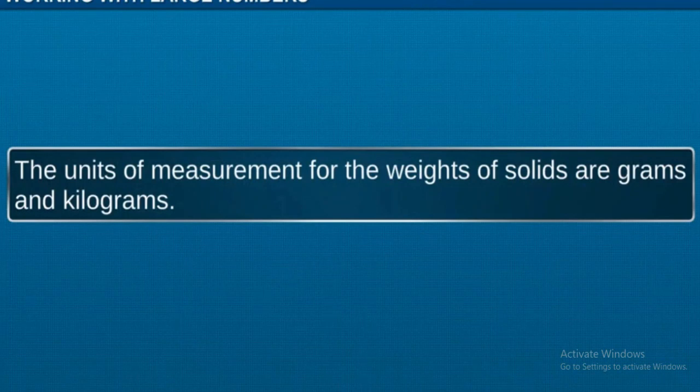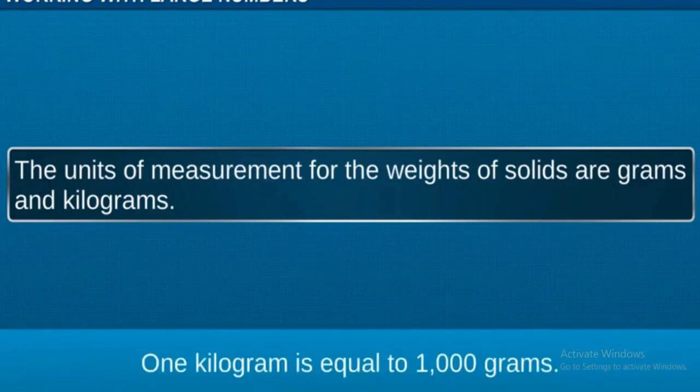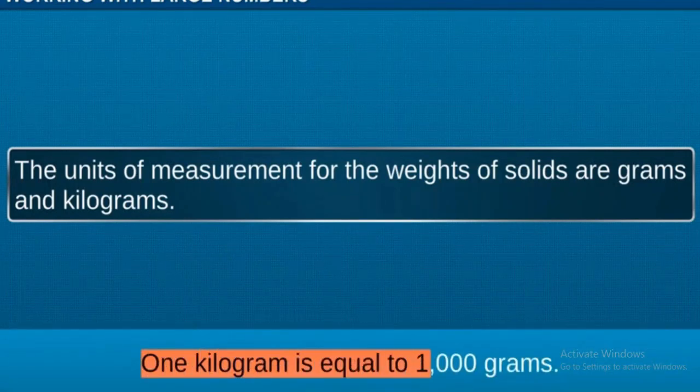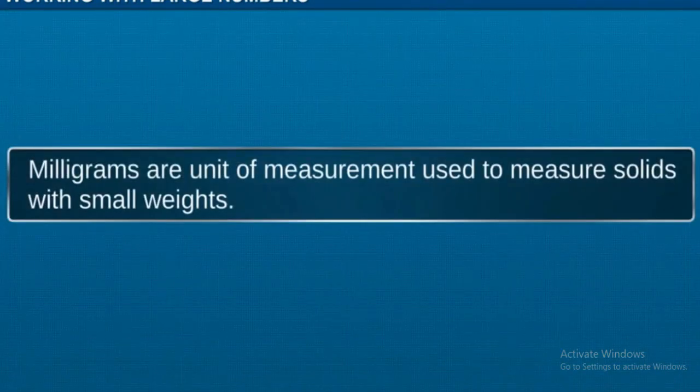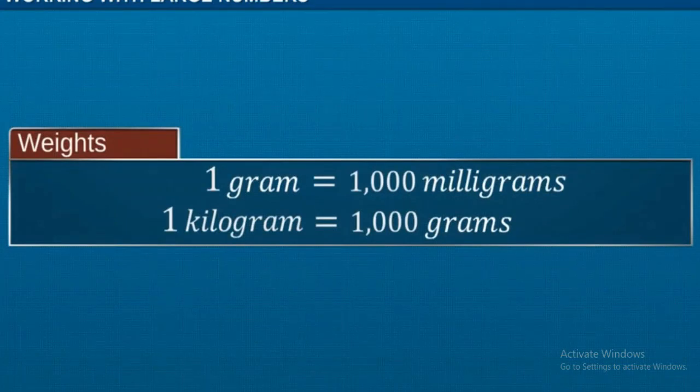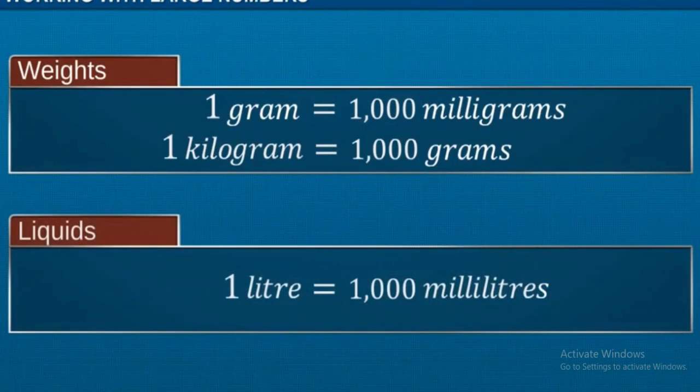The units of measurement for the weights of solids are grams and kilograms. 1 kilogram is equal to 1,000 grams. Milligram is a unit of measurement used to measure solids with small weights. 1 gram is equal to 1000 milligrams and 1 kilogram is equal to 1000 grams. Liquids are measured in liters and milliliters. 1 liter is equal to 1000 milliliters.